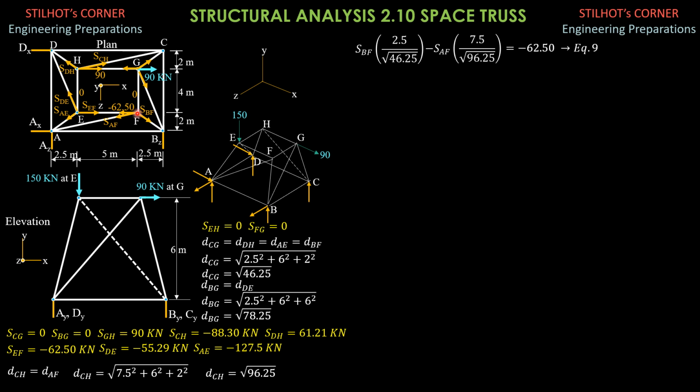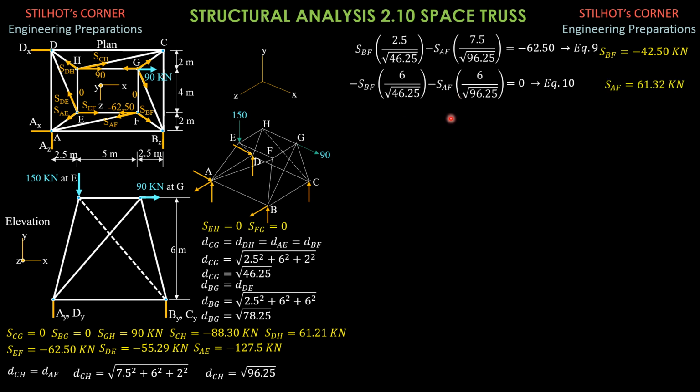Then summation forces Y, BF downward, AF downward. 62.5 is not involved, so we'll have only two equations to announce here. So SBF, negative, times 6 over square root of 46.25, where 6 is the y component of distance, minus SAF times 6 over square root of 96.25. Then there's no load here, equals 0. Equation 10. Solving these two equations simultaneously, we have SBF equals negative 42.5 kilonewtons and SAF equals 61.32 kilonewtons.